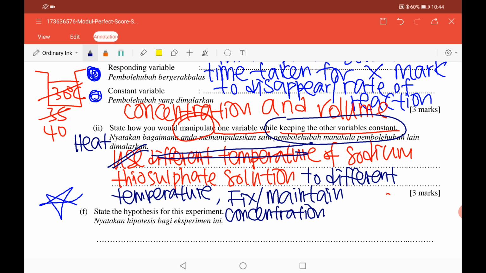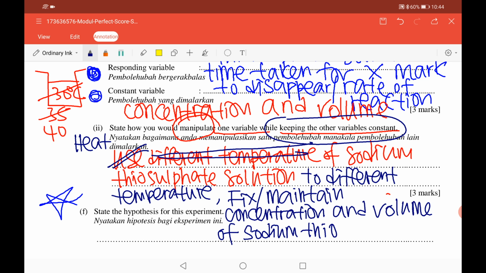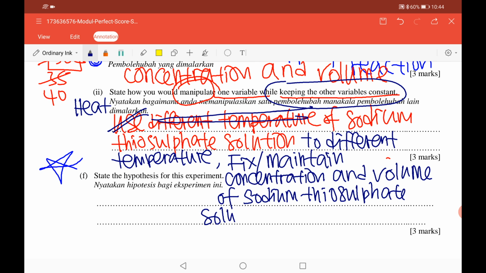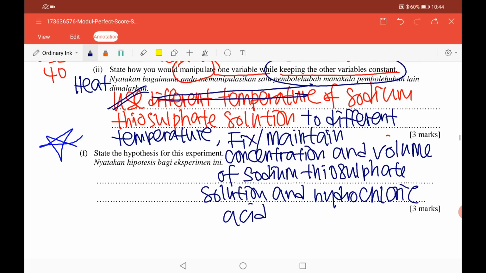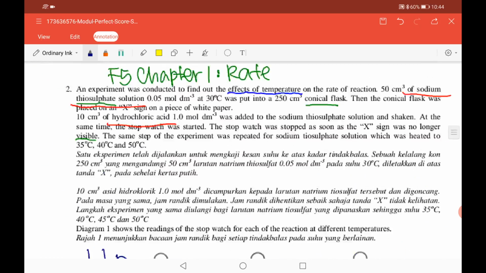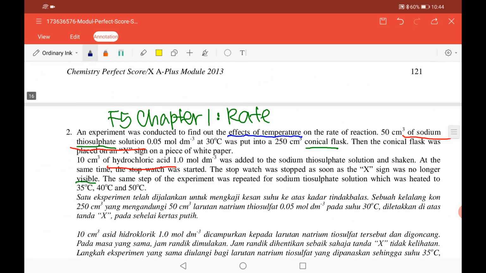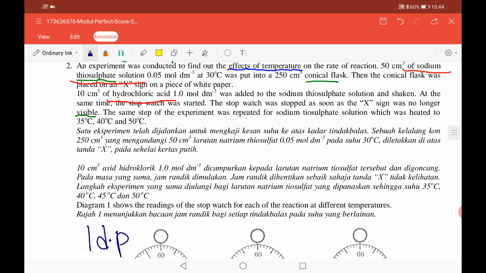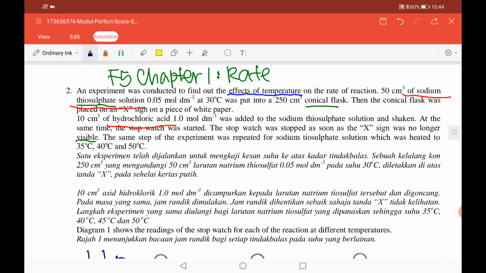Okay, fix and maintain the concentration and the volume of sodium thiosulfate solution and hydrochloric acid. Okay, so write it down. You fix and maintain the concentration and the volume of sodium thiosulfate and hydrochloric acid. Okay, so yeah, that's it.